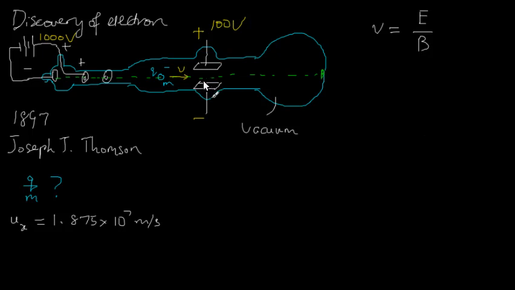Okay, so once we remove the magnetic field, the electric force would cause the negative charge to bend upwards. So this would go upwards, which means that the green spot here would move up. And it is possible, therefore, to measure this bend angle.